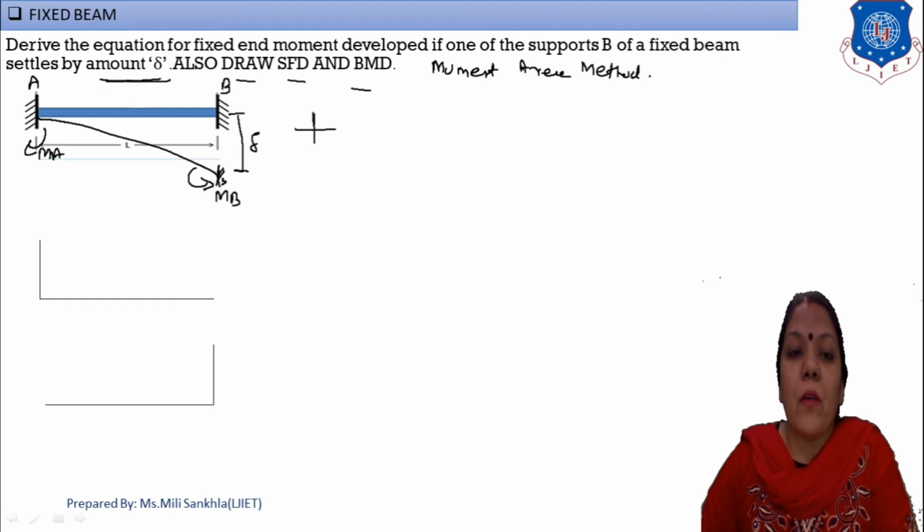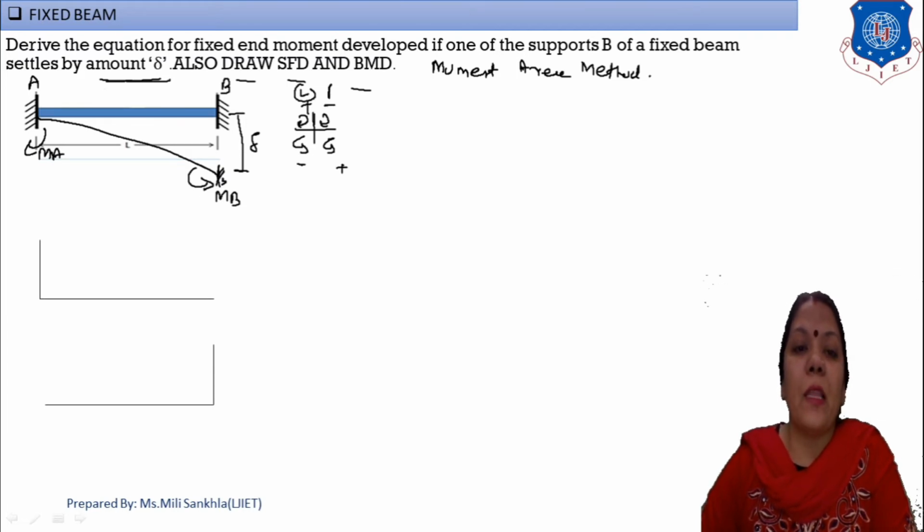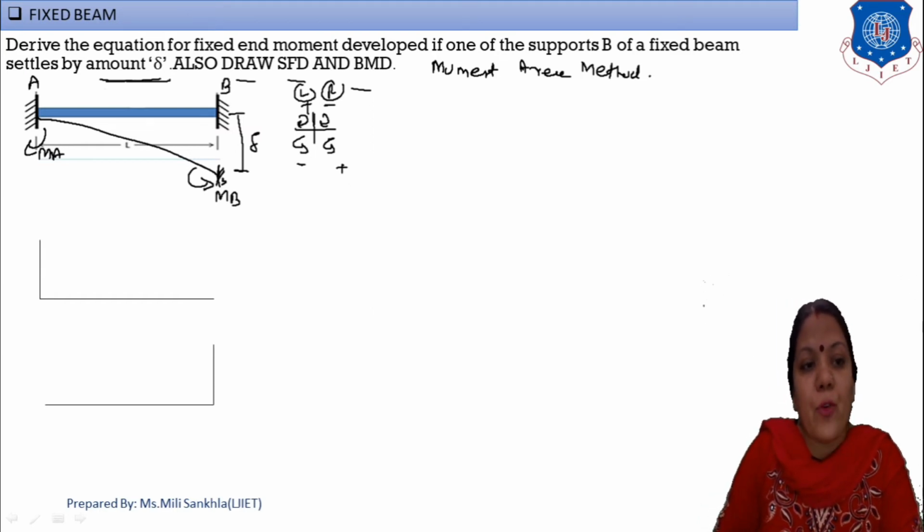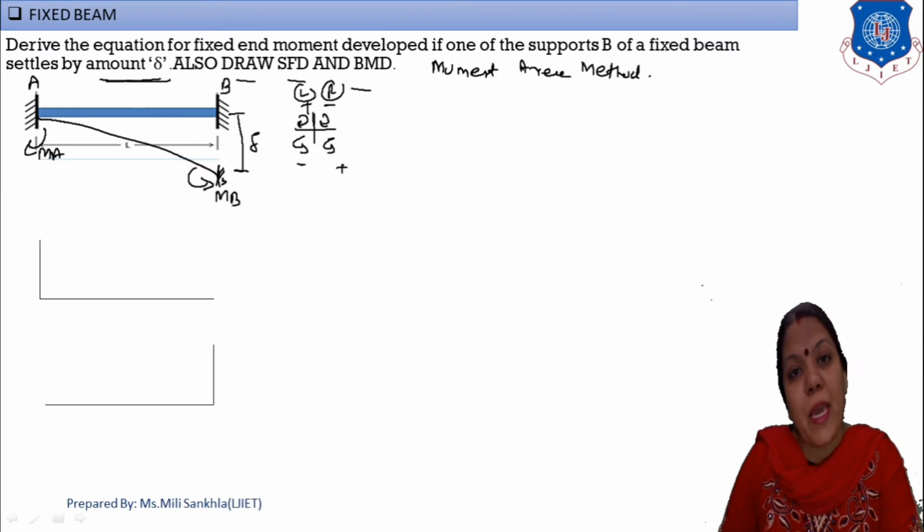Again clockwise, clockwise, anti-clockwise, anti-clockwise, plus, minus, minus, plus. This is our left side and this one is our right side. Now left hand side clockwise is positive, and for B, the right hand side anti-clockwise is also positive. Okay, and when I am drawing the diagram of MA, at that time B is equal to 0, and when I am drawing the diagram of MB, at that time A is equal to 0.